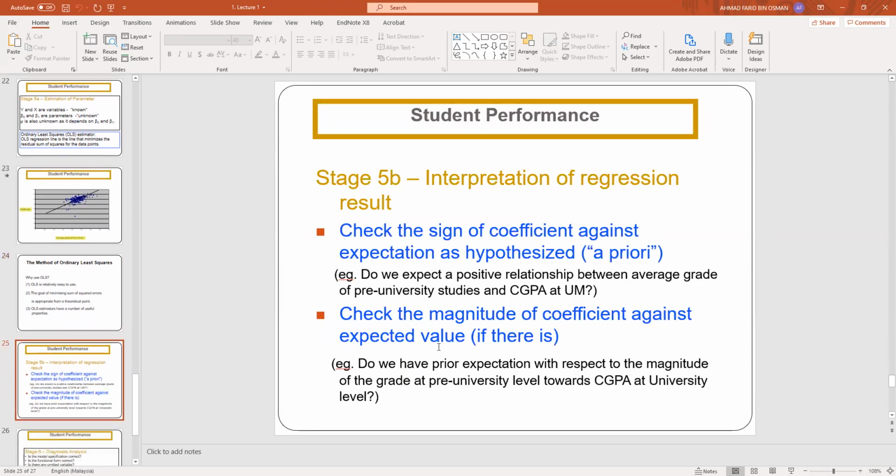The next step that you need to do is to interpret the estimation result. So check the sign of the coefficient against the hypothesized sign, or what we call our a priori expectation regarding the relationship between y and x. For example, in the given example, do we expect a positive relationship between the average grade of pre-university studies and the CGPA at the university level? And then check the magnitude of the coefficient against the expected value, if there is one. Do we have a prior expectation with respect to the magnitude of the effect of the grade at pre-university level on the CGPA at the university level?